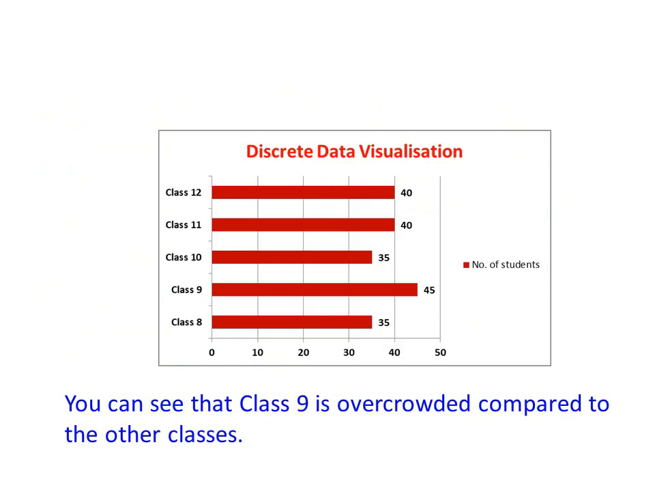The chart shows that there are 40 students each in classes 12 and 11, 35 students in class 10, 45 students in class 9 and 35 students in class 8. You can see from the chart that class 9 is overcrowded compared to the other classes.